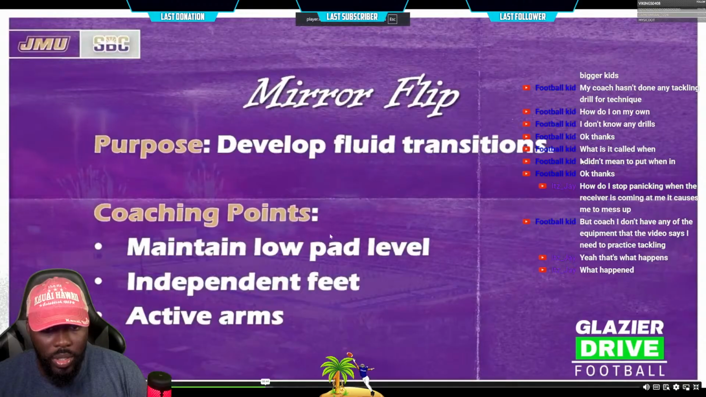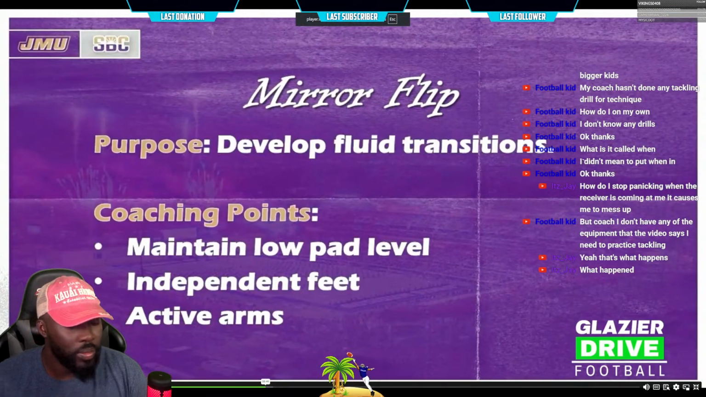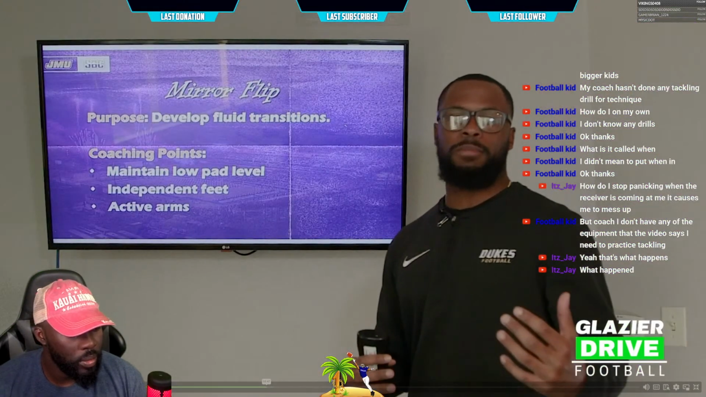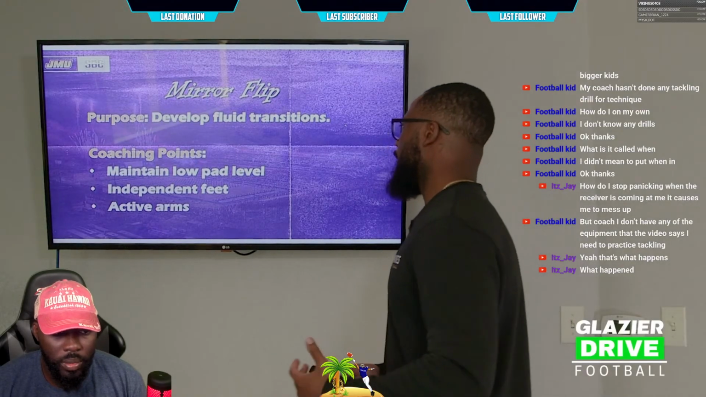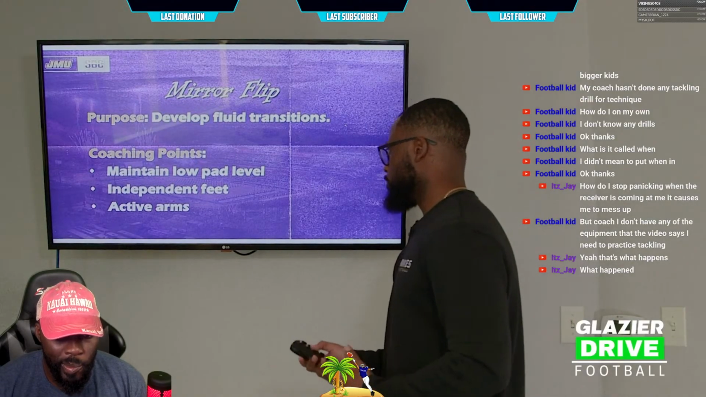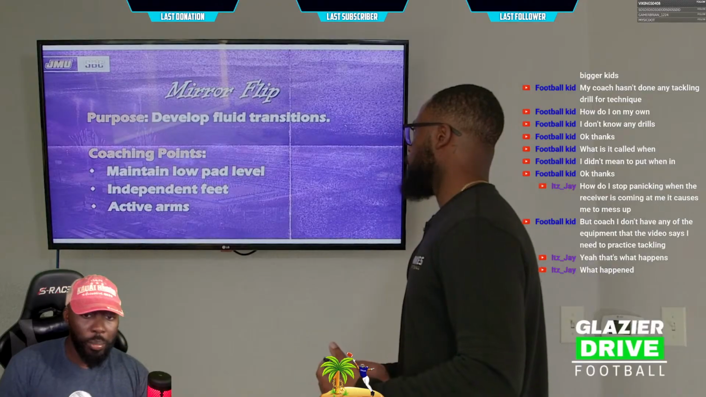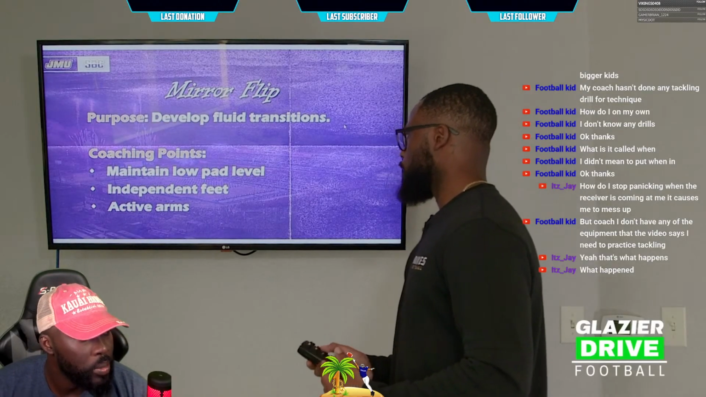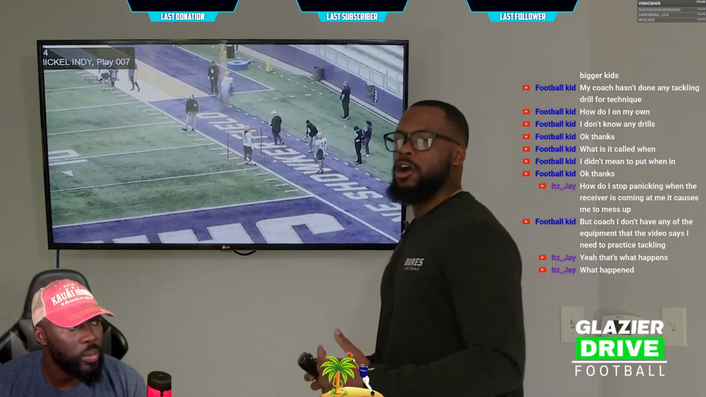We're talking about our mirror flip drill. Now we're talking about the transitions, right? After we're staying square and we make the transition, this is another point. We want to make sure our pad level is right, our feet are right, and our arms are active.